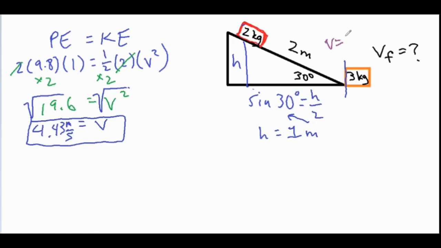Now that we know the velocity of the 2 kilogram block is 4.43 meters per second at the bottom of the ramp, we assume this is a perfectly inelastic collision, just like the previous one. The 2 kilogram block sticks to the 3 kilogram block, and we figure out the final velocity of both of them together. Let's set up the momenta before the collision and after the collision, and see what we get for our final velocity.